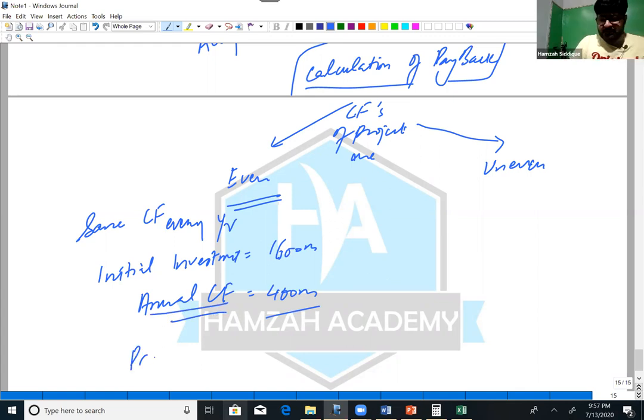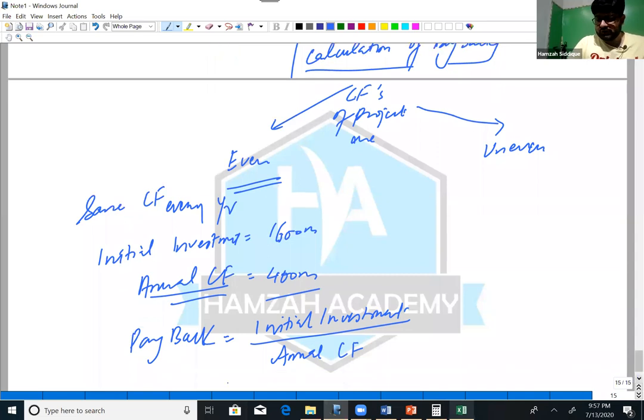So what will be the payback? Very easy to calculate. Initial investment divided by annual cash flow. So initial investment of 1600 divided by 400 is equal to 4 years. This is the annual cash flow of the project. I hope it is clear to everyone.